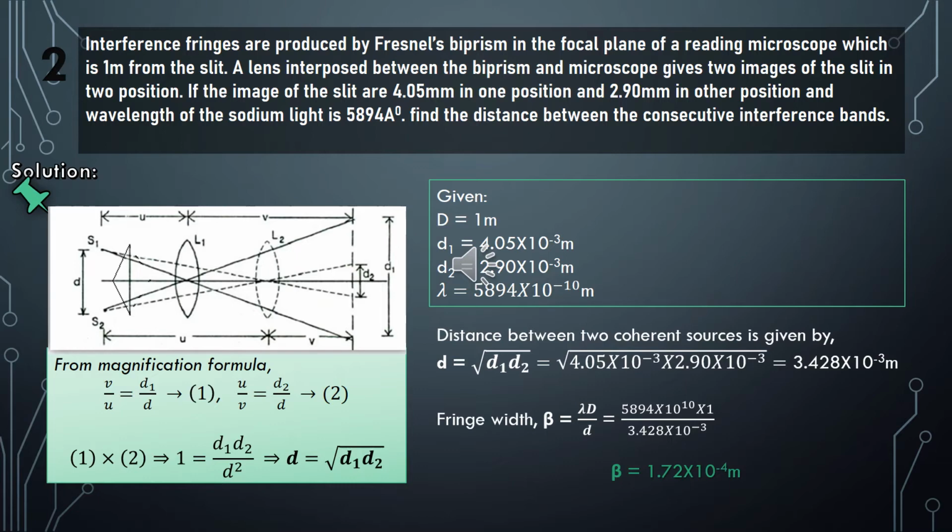Therefore, the fringe width beta is equal to lambda capital D by small d, where small d is equal to root of d1 d2, which is equal to 3.428 into 10 raised to minus 3 meter. Substituting these values and simplifying, we get beta is equal to 1.72 into 10 raised to minus 4 meter.